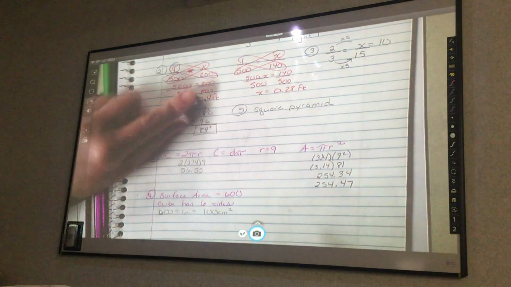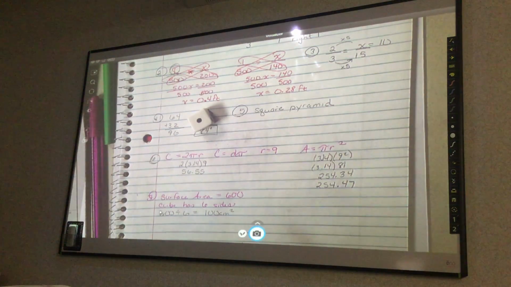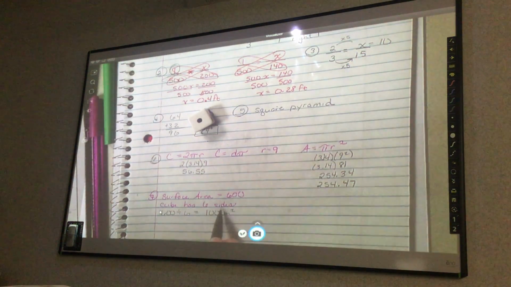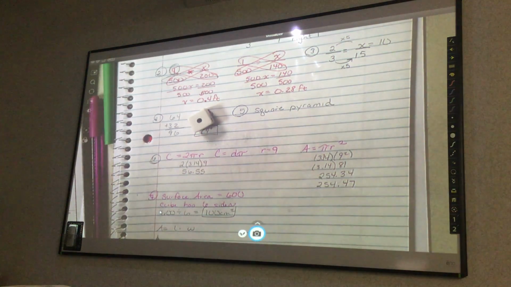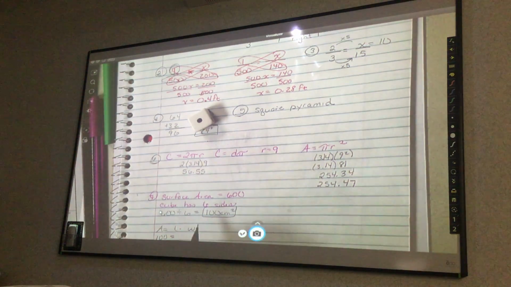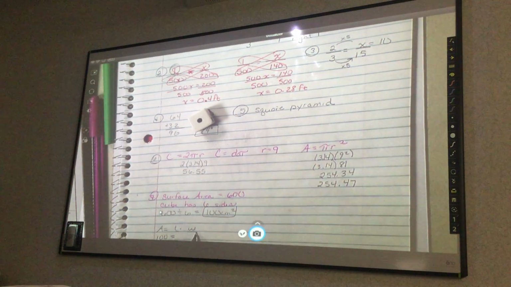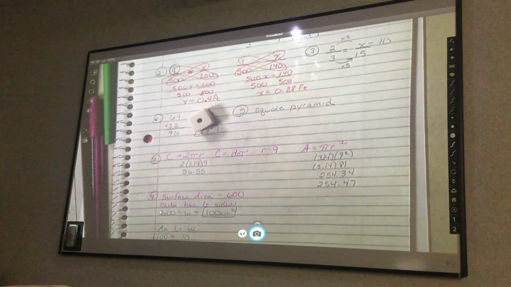It's a cube, so this side is a square, but I need to find the length. Well, if we said the area of each side is this, area equals length times width. So 100 equals, and if it's a square, aren't these two the same? So I'm finding the square root of 100, which would be what? 10. So the side length equals 10 centimeters.